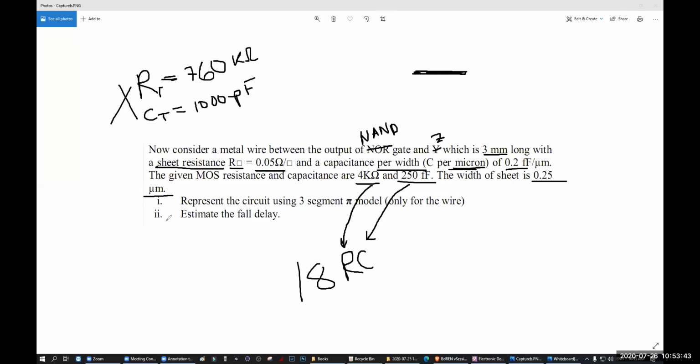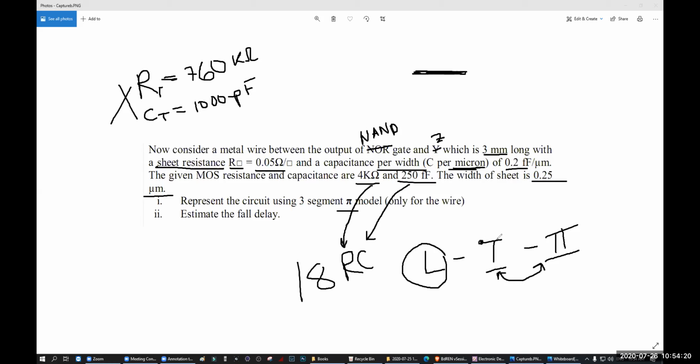Now represent the circuit using a 3-segment pi model. There are 3 models available: L model, T model, and pi model. Which one is better, T model or pi model? The L model is very poor. The L model is not good, but I believe the pi model is easier. The T model and pi model are actually similar; you can convert the T model to pi model or the pi model to T model easily, no problem. One of them makes 3 nodes.